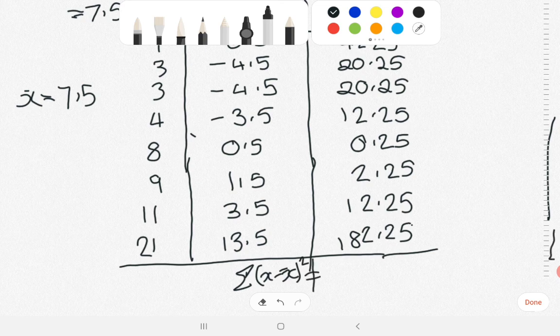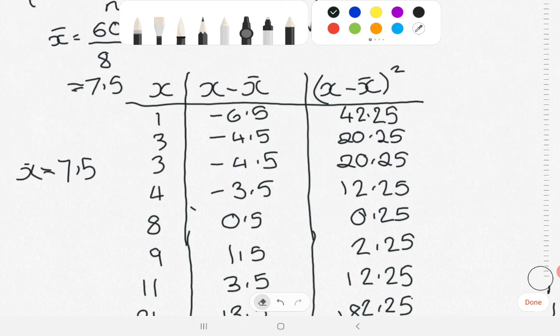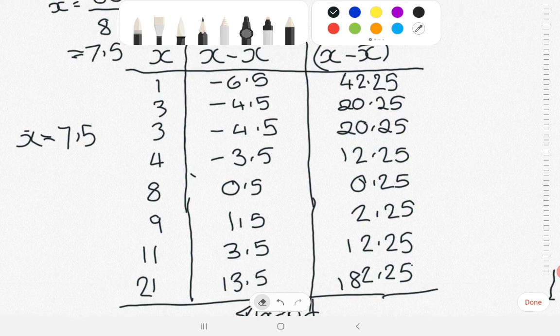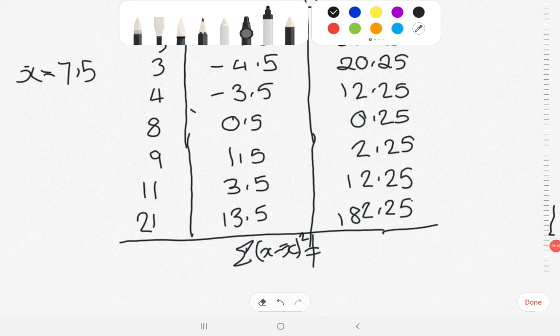Okay, now it's quite a long column to add up. Remember, any time we're doing this kind of adding up, it's best to do it twice. Okay, so double check your work. So I've got 42.25 plus 20.25, and again 12.25, 0.25, 2.25, 12.25 and 182.25, and if I've done it correctly on my calculator, you should get 292.